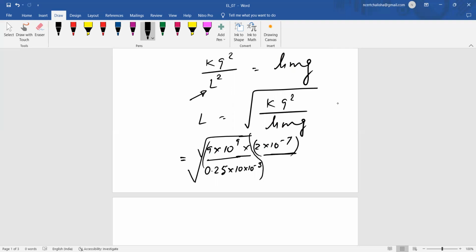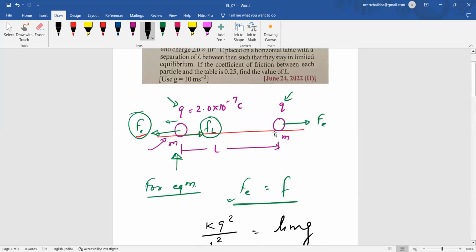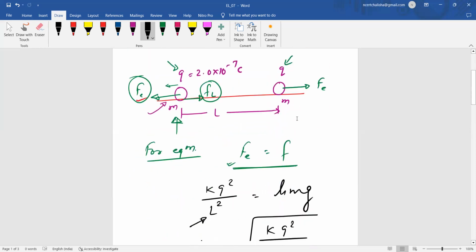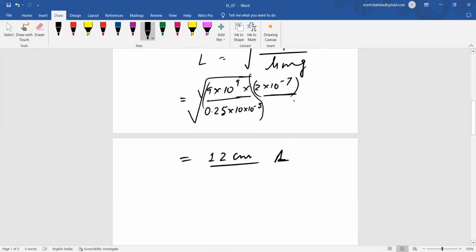Once you simplify it, we get the final result: it will be 12 centimeter. So L will be 12 centimeter. In this case we don't have any options here, so to find the value of L, once you calculate it, you will get 12 centimeter. So this is the result.